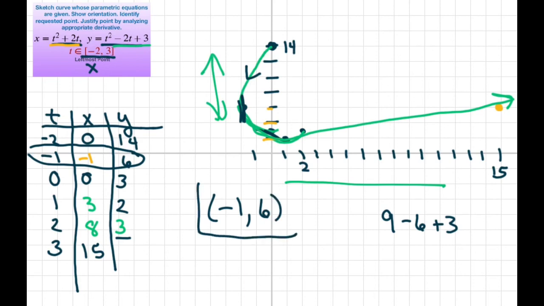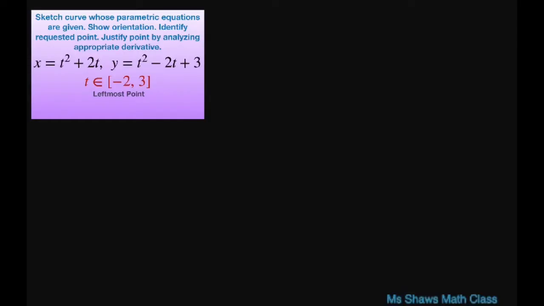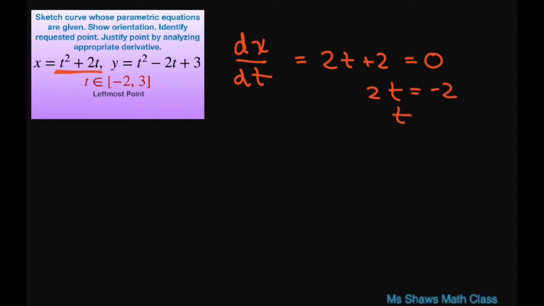All right, so that's what we did. We identified the requested point, and now we have to use the derivative to find it. Since this is our leftmost point, we're talking about our x. So let's do that. We seek to minimize x as a function of t. So you're computing your derivative of x with respect to t. When you take that derivative, that's going to equal 2t plus 2. Now set this to 0. You're going to get 2t equals negative 2 and t equals negative 1.